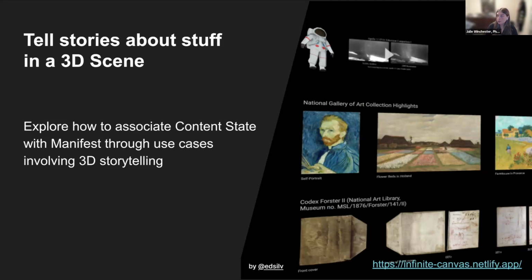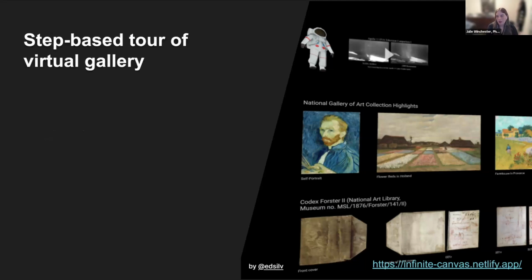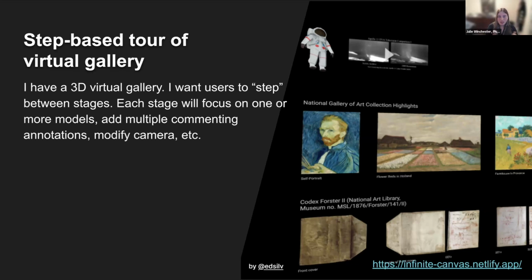Use cases where someone wants to do interesting, innovative, advanced storytelling in 3D. So this picture on the right, you can follow the link. It's a demo that Ed Silverton made very early on in our 3D process called Infinite Canvas, which was really just a proof of concept to show that in three.js you could combine a 3D model, your astronaut, with a video, which is a video of the moon landing, and then with 2D images pulled from art galleries, where the 2D images are being pulled from IIIF resources, just to show that you could put all of these things in a 3D space. So my use case in this is I have a 3D virtual gallery.